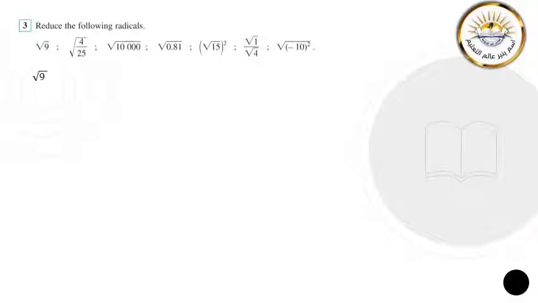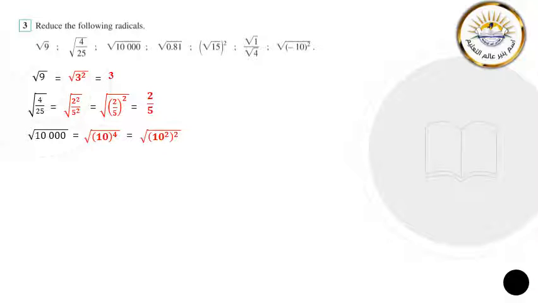We have radical 9. Radical 9 is equal to the radical 3 squared, which is 3. Radical 4 over 25 is equal to radical 2 squared over 5 squared. That means it's radical of 2 over 5, all of it squared, and the answer will be 2 over 5. Radical 10,000 is equal to radical 100 squared, or radical of 10 to the 4, which is the radical of 10 squared, all of it squared. So the answer will be 10 squared. That means 100.